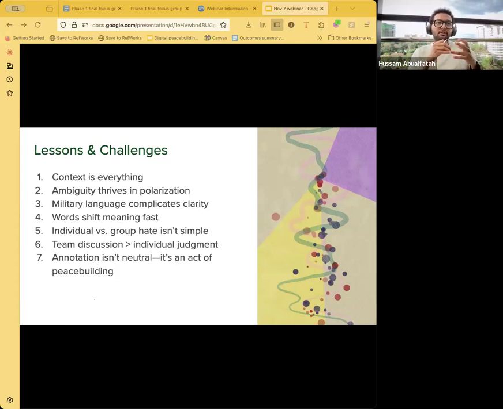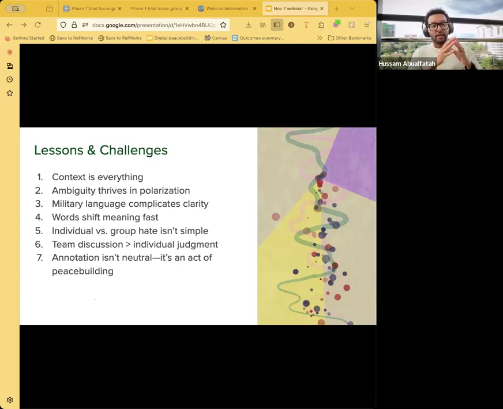The fourth thing is language usually evolves fast, because words like traitor and patriot shifted meaning week by week, I won't say day by day, in Sudan. So we started keeping a living glossary to keep up with that. The fifth thing is hate toward individuals often reflects group hate, because when someone attacks a person because of their tribe, their gender, their religion, or their political opinion, it is still hate speech.